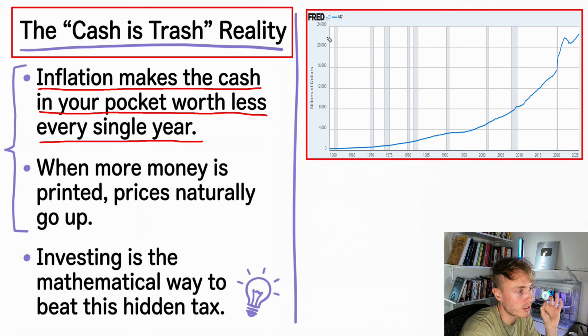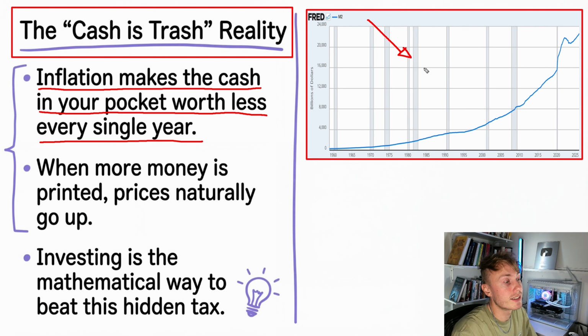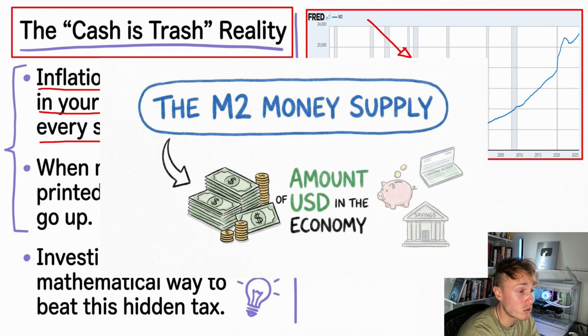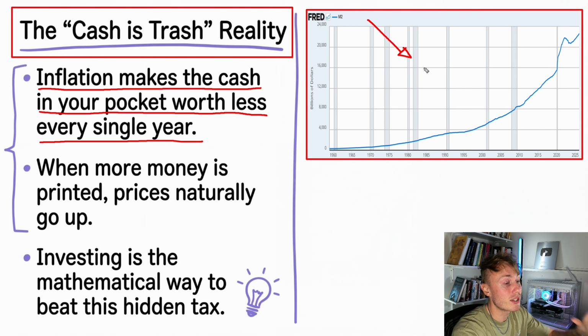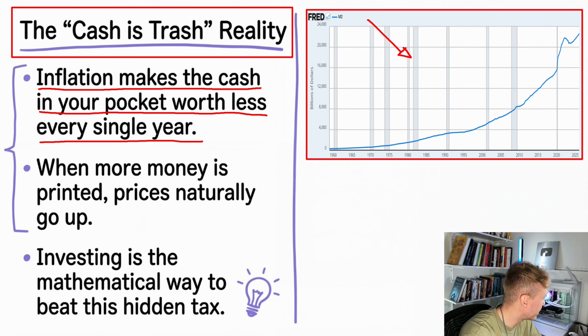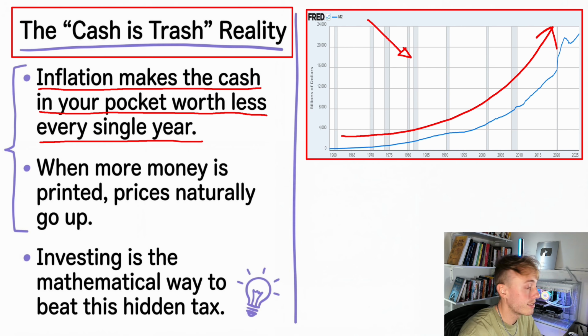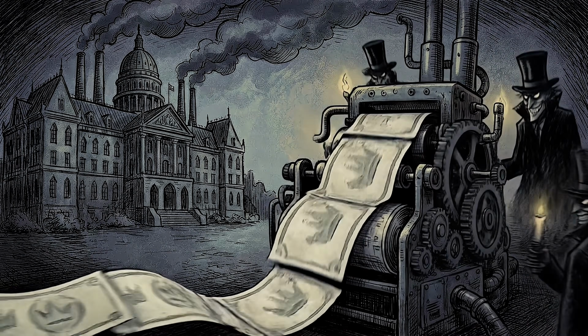So now I want you guys to focus on this chart right here. This chart is the M2 money supply, or in very simple words, this is basically the amount of US dollars that exists. So this right here is the total amount of US dollars. And as you can see clearly on this graph, the amount of US dollars is growing exponentially. This happens because the government is printing money.